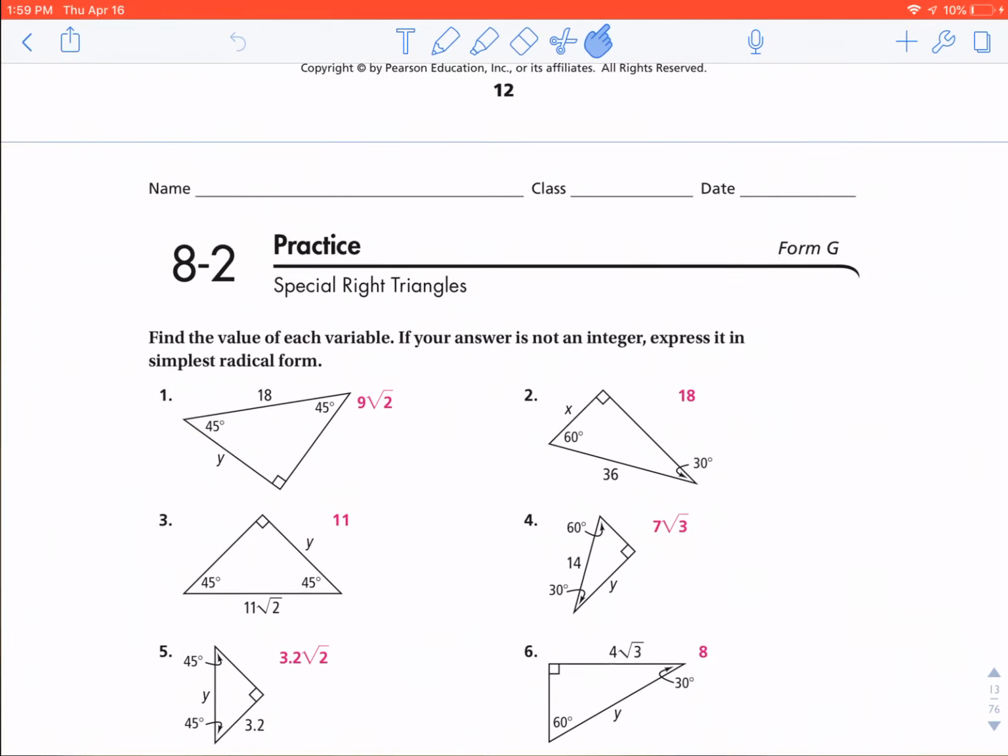Okay, in this video we are going to do the questions I've received from 8-2 Form G. Those are problems numbers 3, 11, 12, 13, and 14. So let's start with number 3.